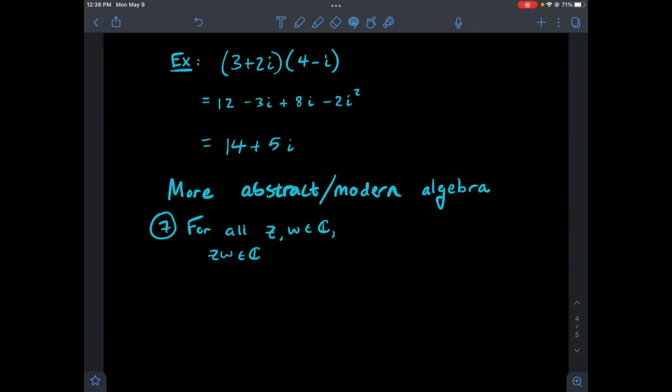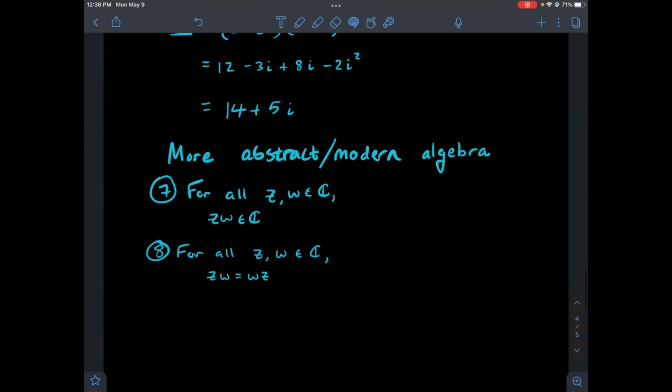For any two complex numbers, z and w, when you multiply them, you should get a complex number back. So that says that the complex numbers are closed under this multiplication. So it's never going to be possible that you multiply two complex numbers and get something that's no longer a complex number.